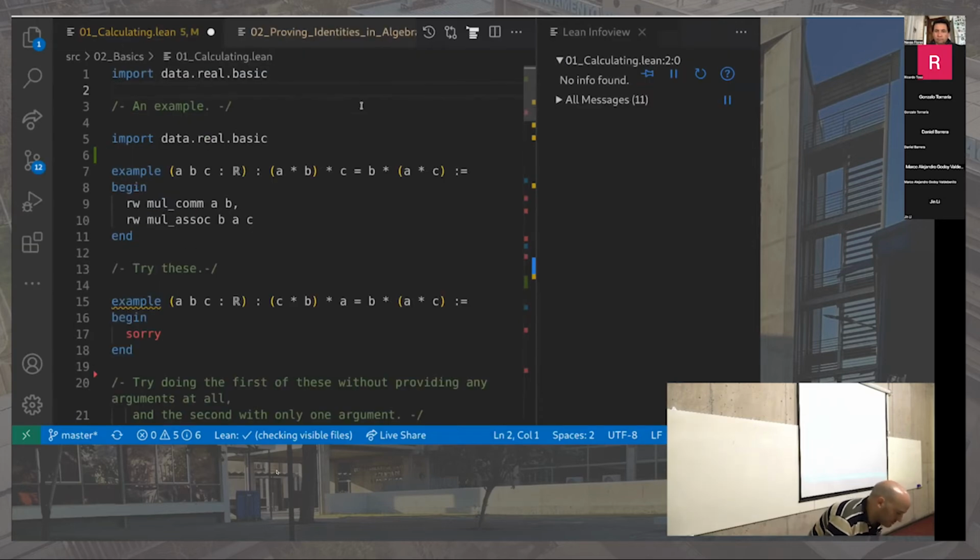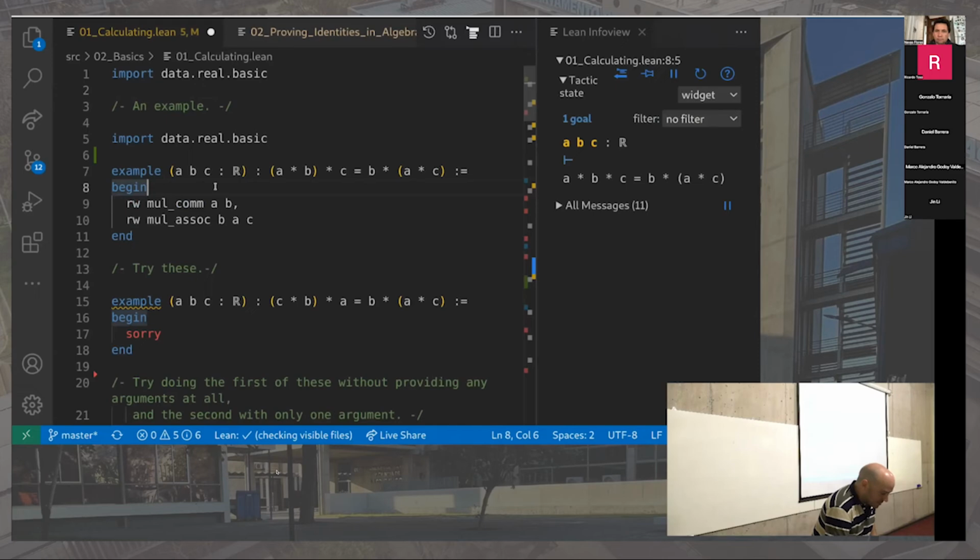Sorry, I really have to make it bigger, not bigger than this, because otherwise the statement is on two lines and it's essentially unreadable. So we want to prove this not so interesting theorem that if you have A, B, C, three natural numbers, A times B, parentheses, times C is equal to B times A times C. If you don't put any parentheses, it associates multiplication and addition on the left.